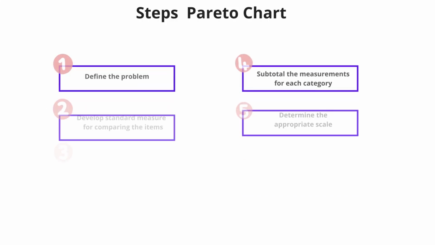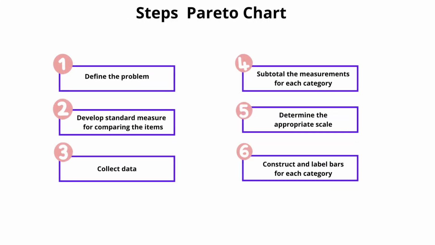Steps to create a Pareto chart. Define the problem and develop a list of the problems, items or causes to be compared. Develop a standard measure for comparing the items: how often it occurs (frequency), how long it takes (time), how many resources it uses (cost). Collect the data recorded in the category each time, or assemble data that already exists. Subtotal the measurement for each category.